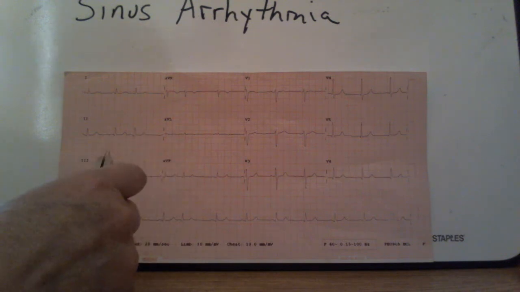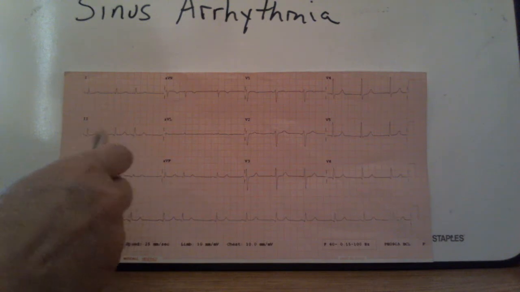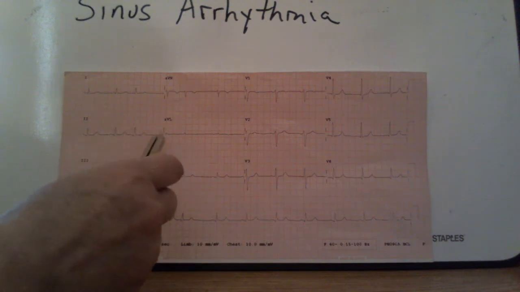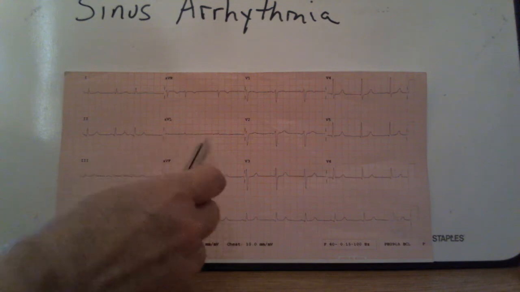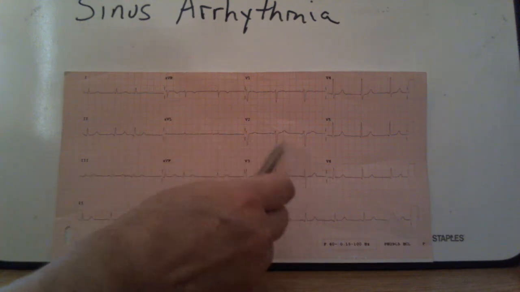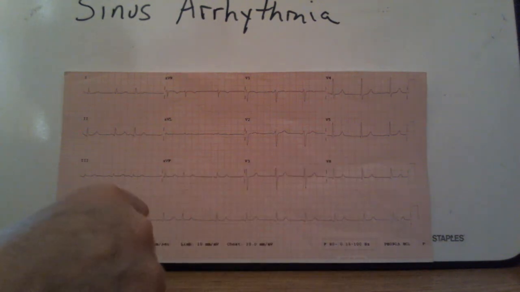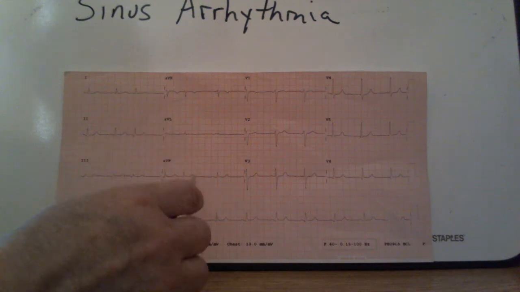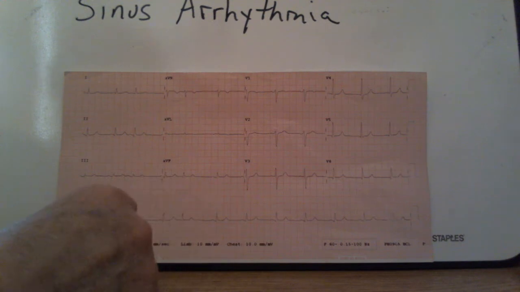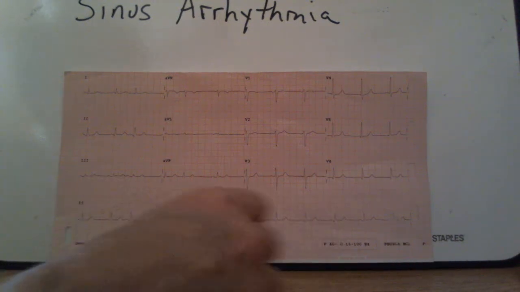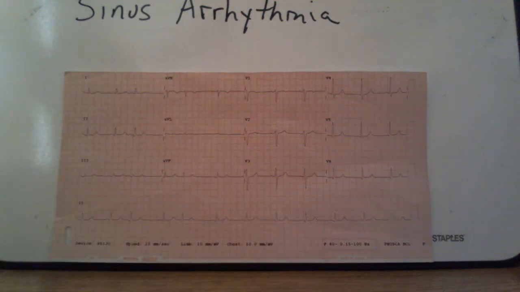The R to R is irregular because look, long, short. It's inconsistent. It's irregular. Right in here, it gets a little regular, but then it gets inconsistent again. So a sinus arrhythmia will vary with respirations. It is an irregular rhythm, but it does originate in the sinus. Its usual rate is 60 to 100, but that's overall. Because remember, parts of it are going to be faster and parts of it are going to be slower.